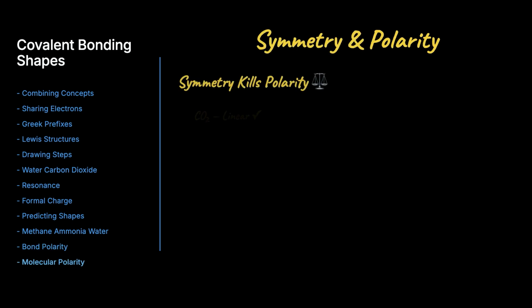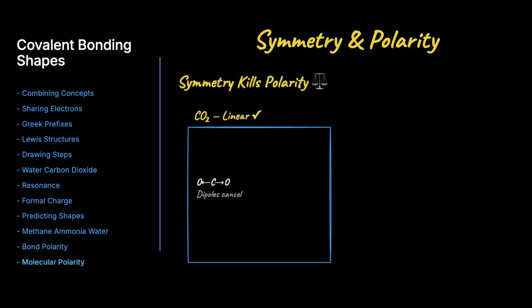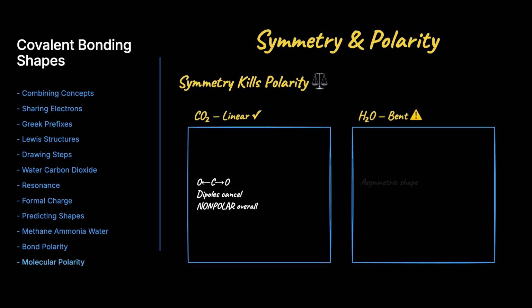Here is the part most students miss. A molecule can have polar bonds and still be nonpolar overall if its shape is symmetric, so the dipoles cancel. Carbon dioxide is the perfect example, perfectly straight, so its 2 poles cancel exactly.